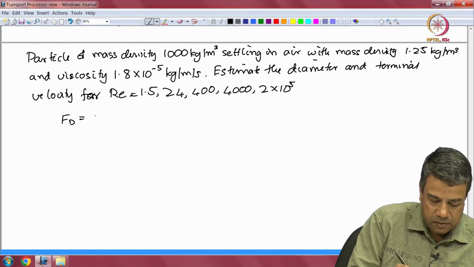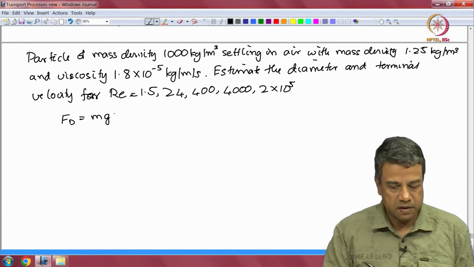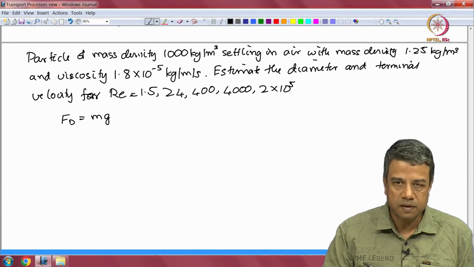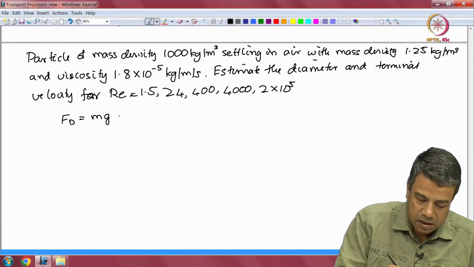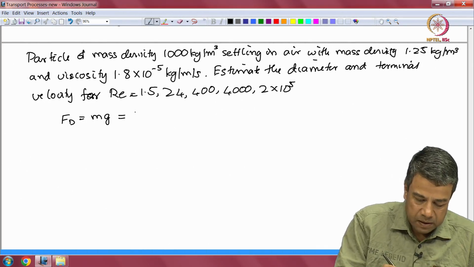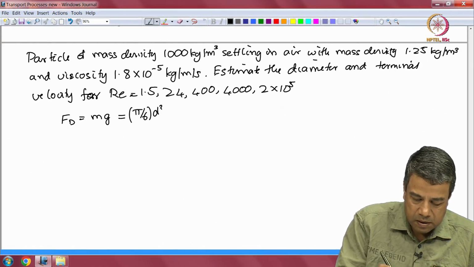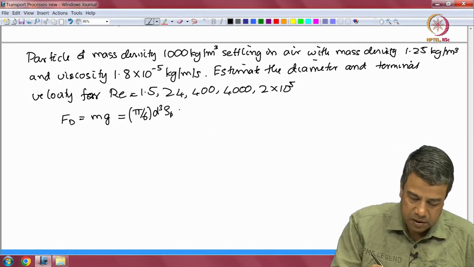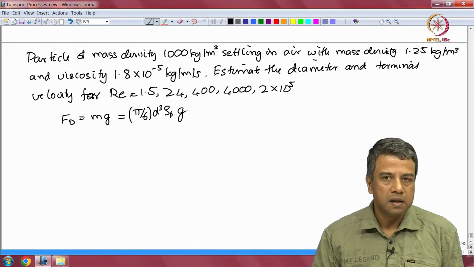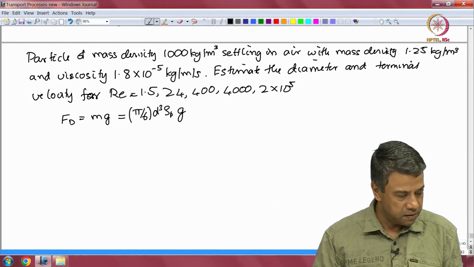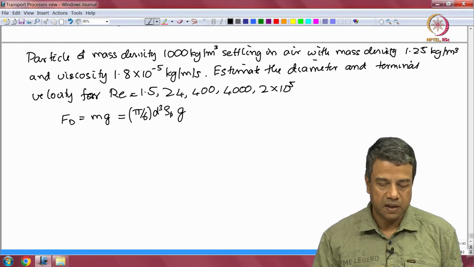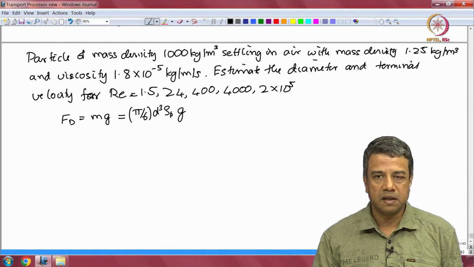That is, Fd will be equal to the mass times the gravitational acceleration. The mass, when expressed in terms of the particle diameter and the mass density, is equal to pi by 6 d cubed times rho p, the volume of the sphere times the density, into the gravitational acceleration. I am sorry, that is the drag force. The drag force has to be equal to the gravitational force. Note that in this case I am neglecting the effects of buoyancy.